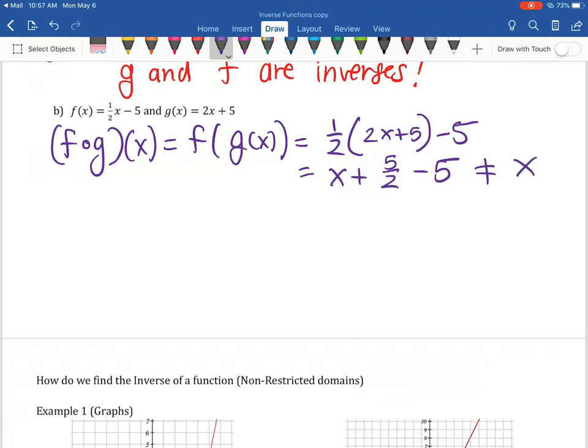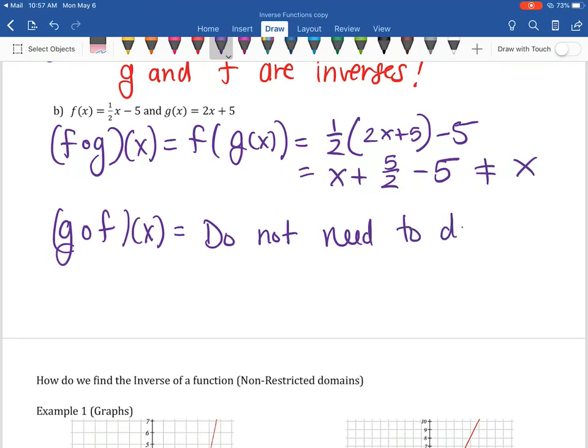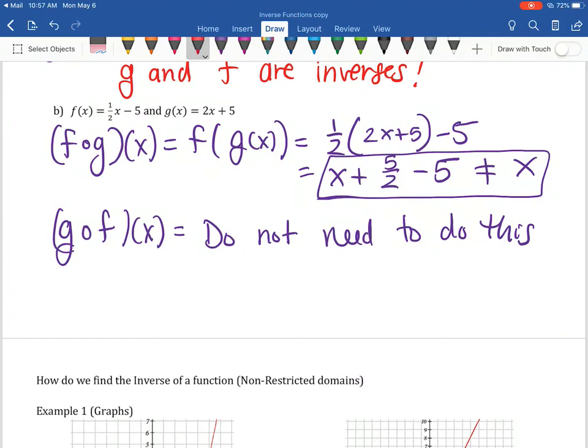This does not give me just x when I simplify it. So I don't even need to do the other direction where we take g of f of x. I don't even need to do that, because if it fails in one direction, then it fails the whole test. It only has to fail one of those conditions since it has to meet both of them. So, since it fails, then f and g in this example are not inverses.